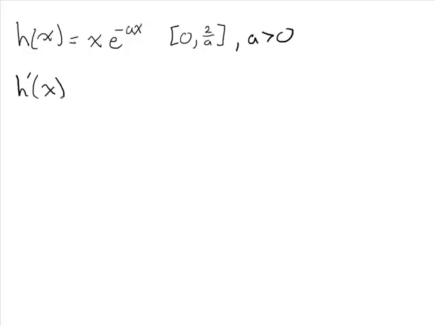So first thing we'll do is we'll take our derivative, which is going to be a product rule. We see our product right there. So we leave the x alone times the derivative of e to the negative ax, which is e to the negative ax, times the derivative of the exponent, which is negative a, plus now we leave e to the negative ax alone times the derivative of x, which is 1.